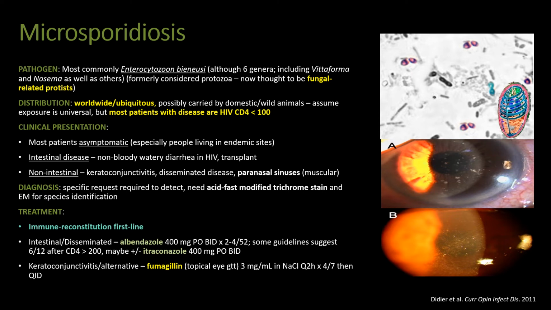Diagnosis is difficult and needs a modified trichrome stain if a relevant sample can be obtained, and treatment should start with immune reconstitution followed possibly by albendazole, although delayed in acquisition, and or itraconazole 400 mg BID for a 2 to 4 week course. Another interesting agent known as fumagillin, which looks like amphotericin B, can be used topically for keratoconjunctivitis.